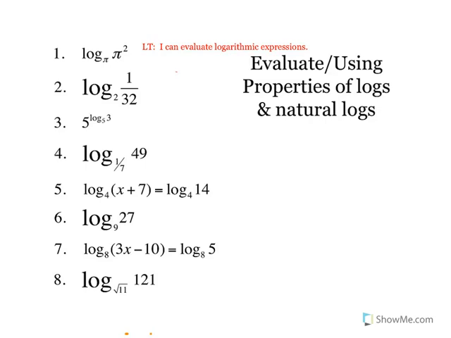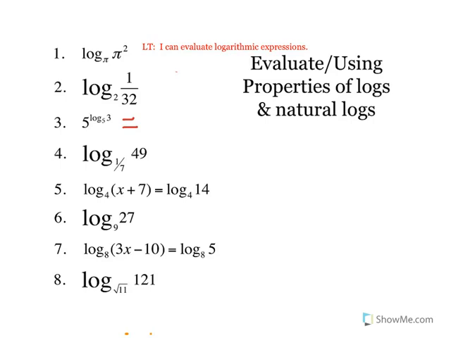Number 3 looks just like one of those properties that we wrote down a few minutes ago. 5 to the log base 5 of 3 power. I want to know what that equals.